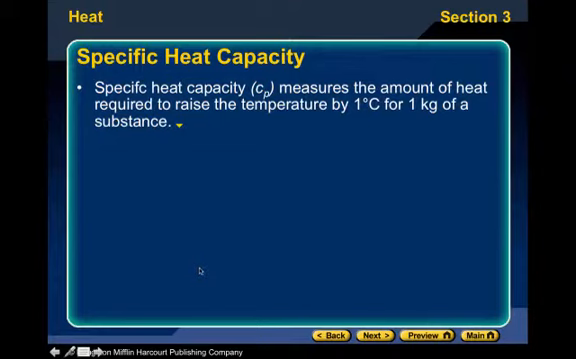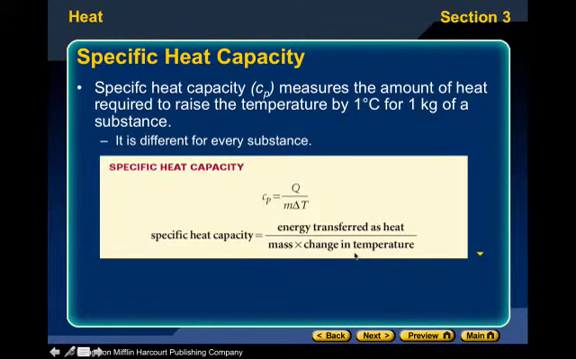Okay, specific heat capacity, we use a little c. It measures the amount of heat required to raise the temperature by 1 degree for 1 kilogram of that substance. So every substance has a different specific heat. It's how much energy is required to raise the temperature by 1 degree Celsius for 1 kilogram.